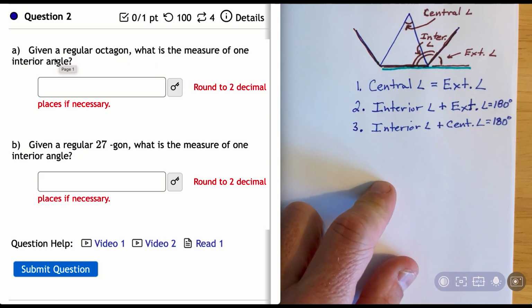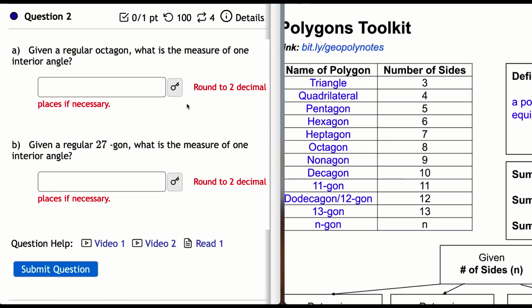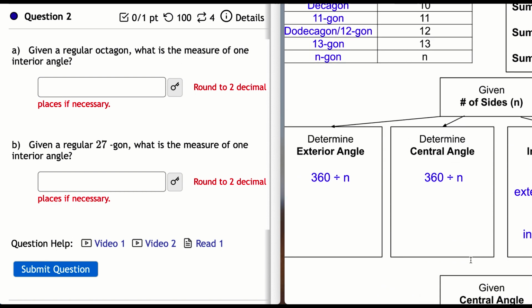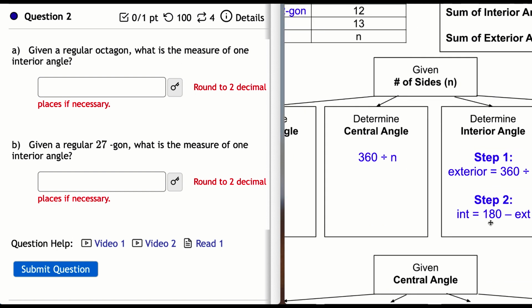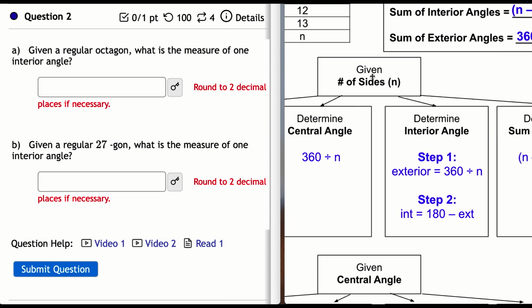So here's what we do first. The first thing it says is, here's a regular octagon. And I'm going to go back to my note sheet here. In our regular octagon, which means it has 8 sides, you're then going to figure out the measure of one interior angle. Well, if I go to this note sheet here, what you see at the top of each of these boxes right here is the part your starting point is at. You're starting with the number of sides. I'm told it's an octagon, which means 8 sides.